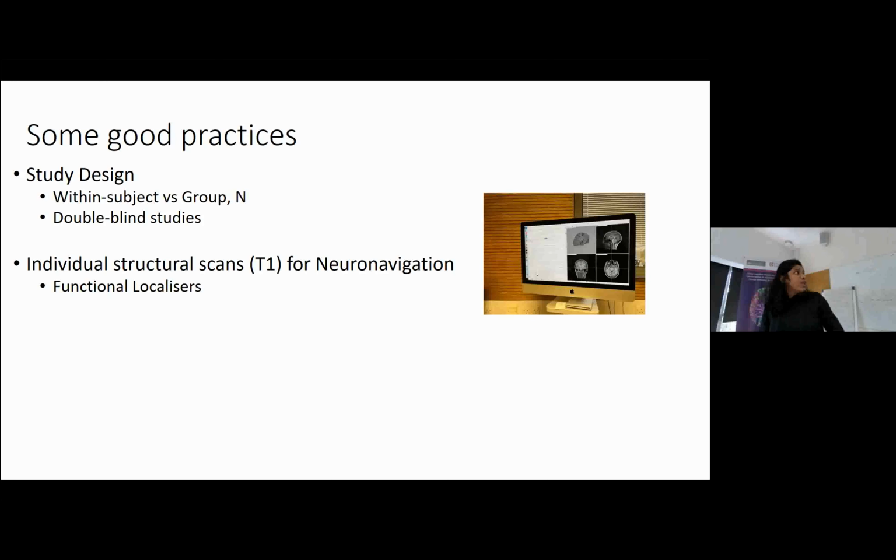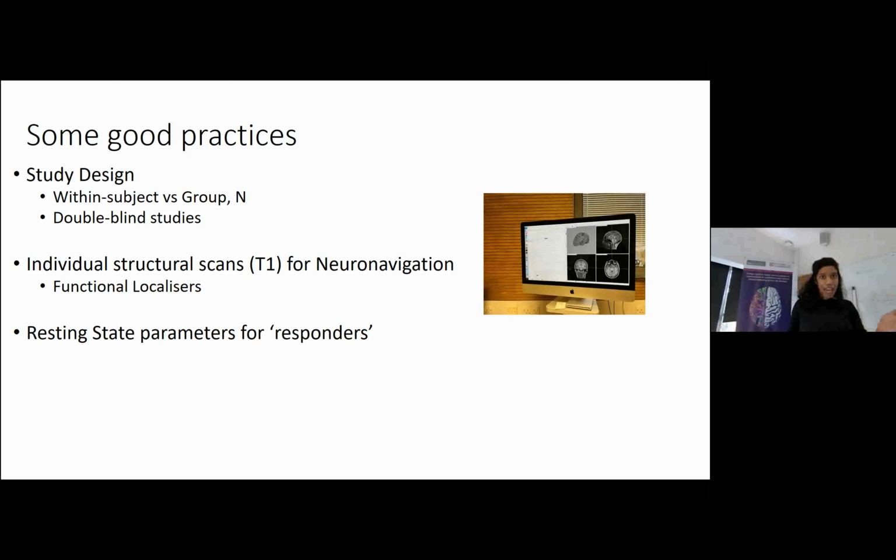And using individual structural scans for neuronavigation is definitely a must. What would be even better is to use functional localizers for the particular tasks that you're interested in. Using those localizers for neuronavigation would definitely produce better results. There's also emerging evidence which suggests that there could be ways to identify beforehand the people who respond to these kinds of protocols in the way that we expect, the responders. One way is by using their resting state parameters. That is something that people could look into before designing TBS experiments.